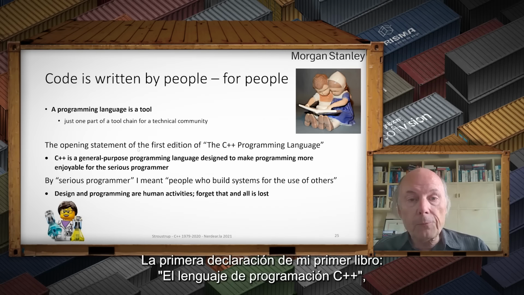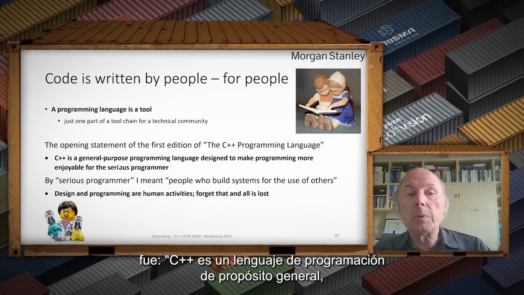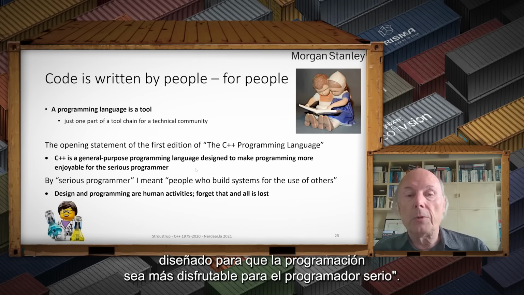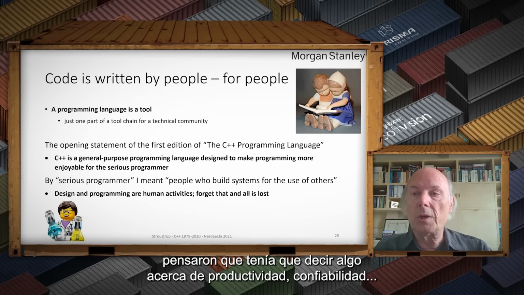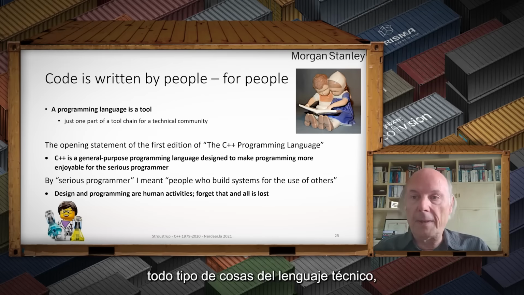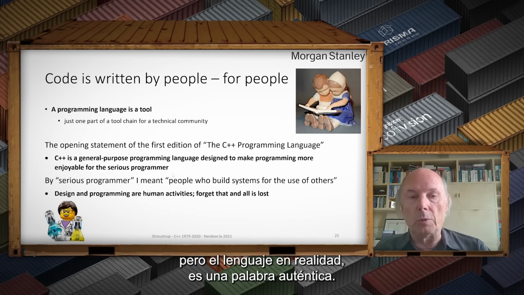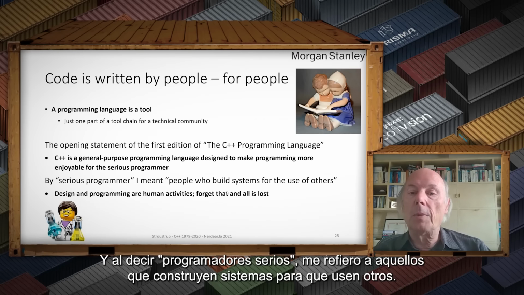Now, the first statement in my first book, The C++ Programming Language, was: C++ is a general-purpose programming language designed to make programming more enjoyable for the serious programmer. Now, my editors tried to remove that one 3 times because they thought I had to say something about productivity, reliability, all kinds of language technical things. But really, the language is a tool. And by serious programmer, I meant people who build systems for the use of others.